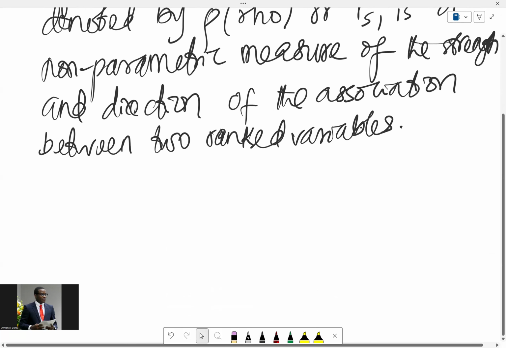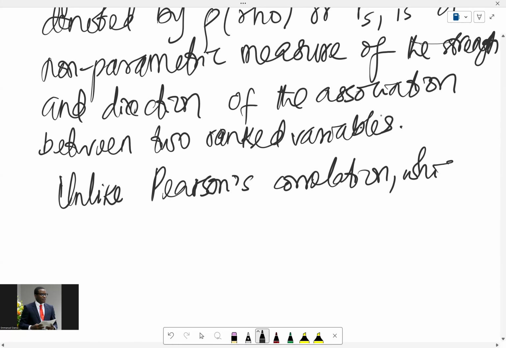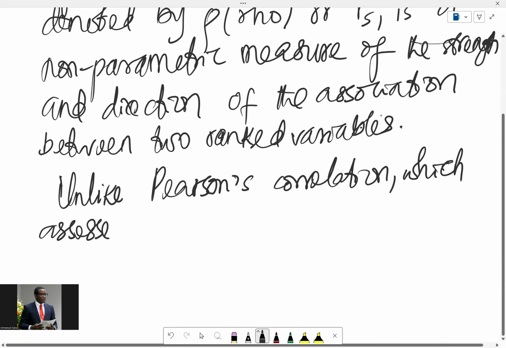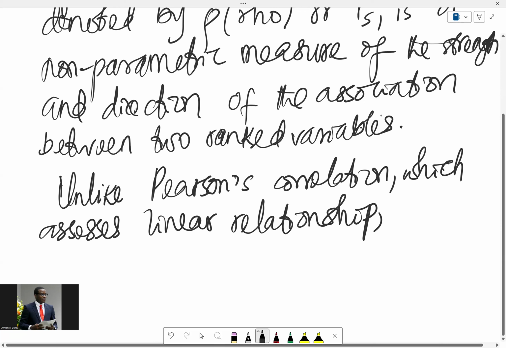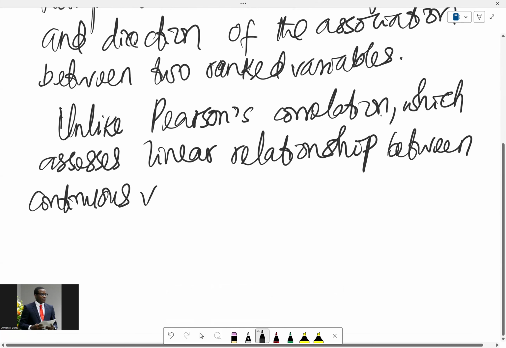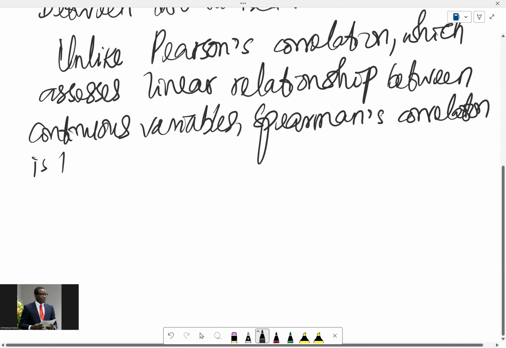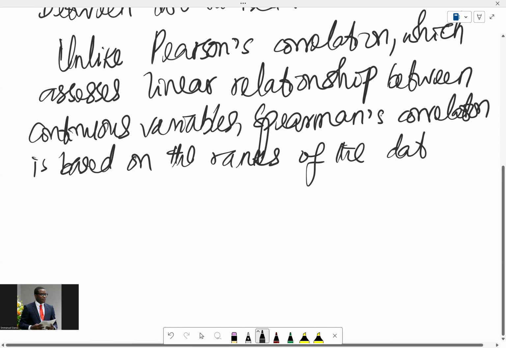So unlike Pearson's correlation, which assesses linear relationships between continuous variables, Spearman's correlation is based on the ranks of the data rather than their raw values.